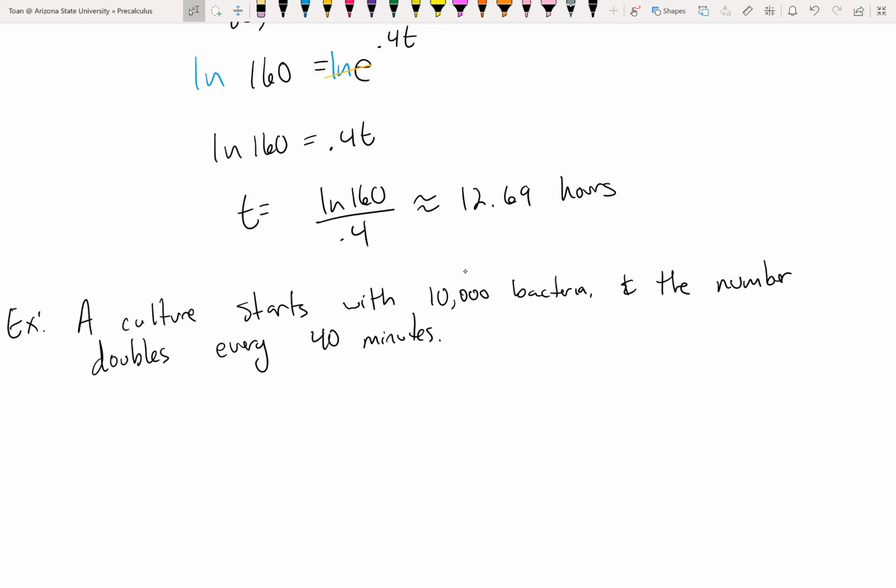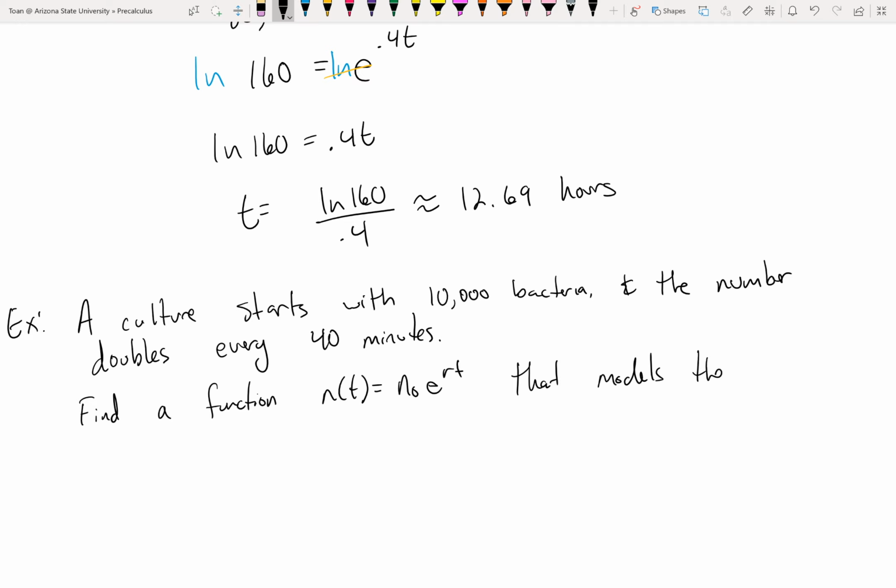And let's say I want to find a formula that models the situation. Find a function N of t equals N sub naught e to the rt power, in that particular format, that models the number of bacteria after t hours.